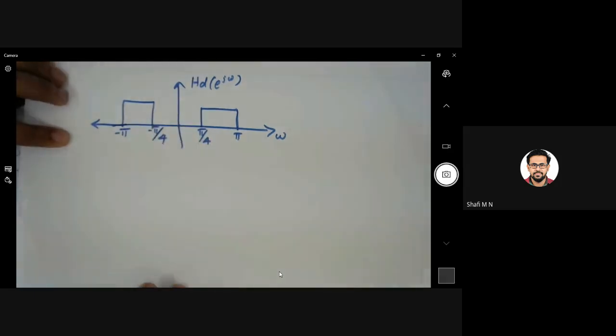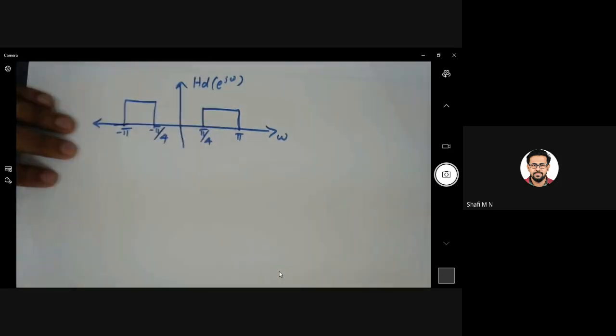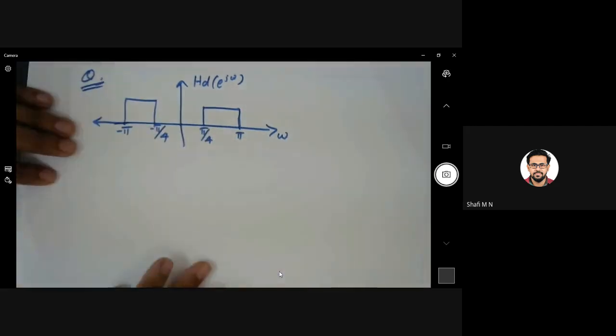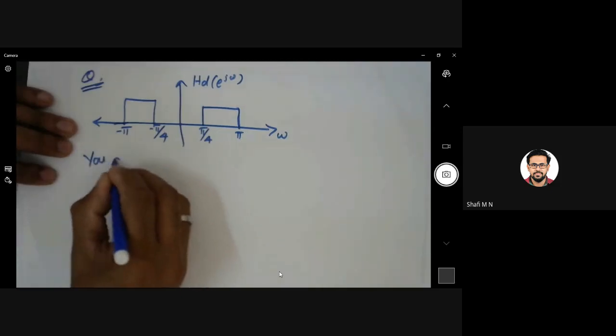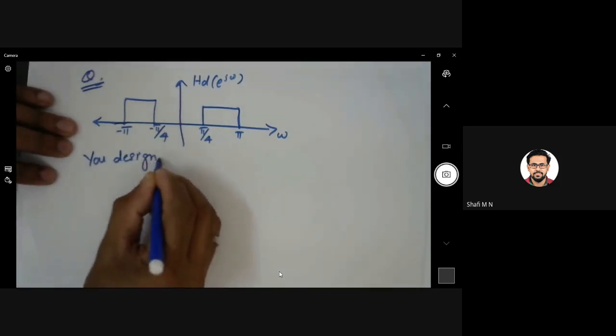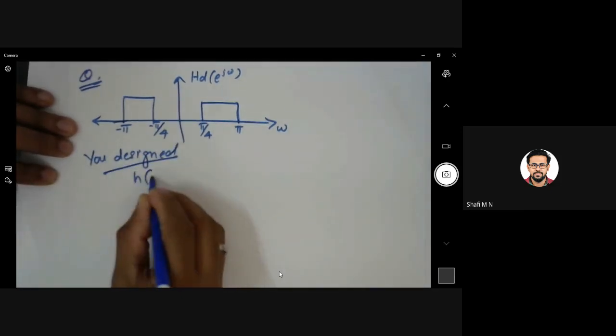Everyone pay attention. Okay, this is the design your customer asked for. He wants this frequency response and you designed something, right? You designed an FIR filter.